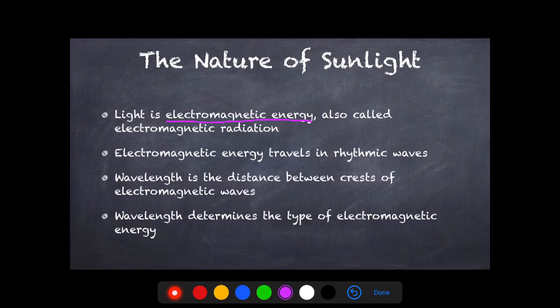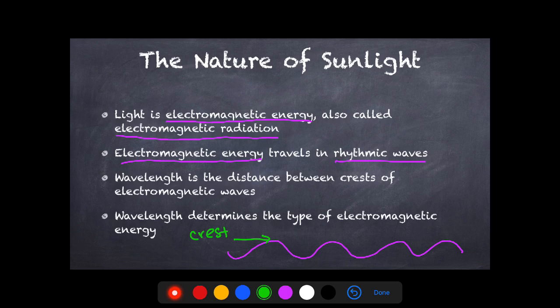So, one thing we need to know is that light is something called electromagnetic energy, also known as electromagnetic radiation. Basically, it means that you have electromagnetic waves due to disturbances in both electric and magnetic fields that create this radiation. The electromagnetic energy is going to travel in waves. Now, if you look at a wave, you'll probably know that they look like this.